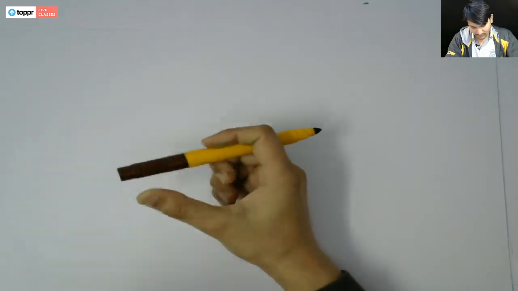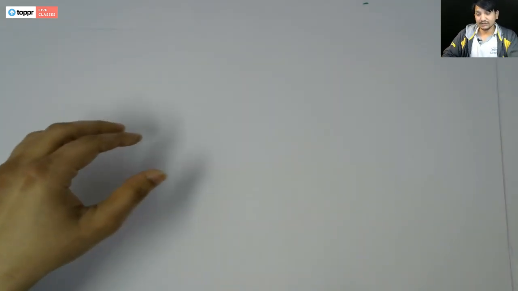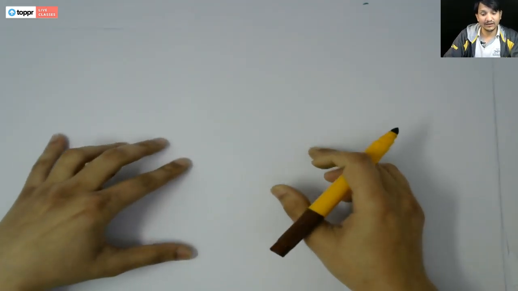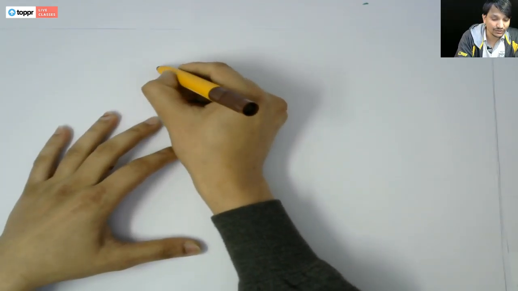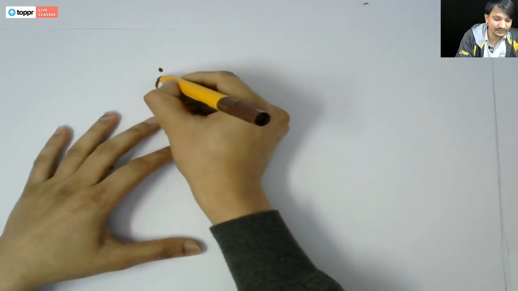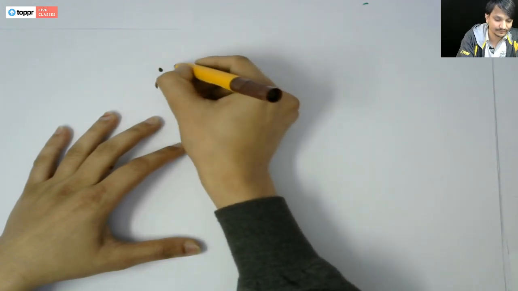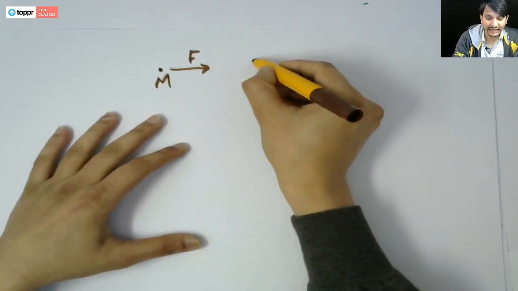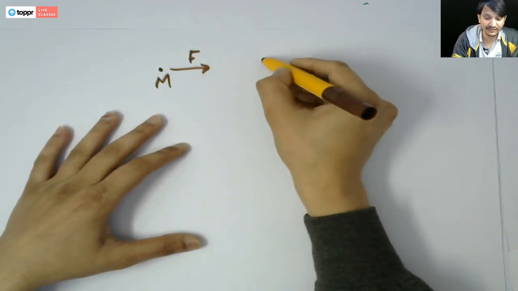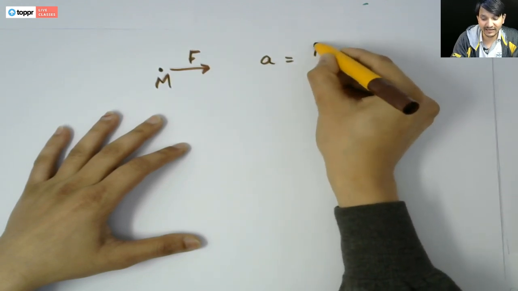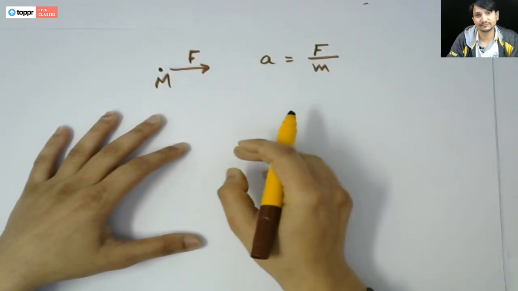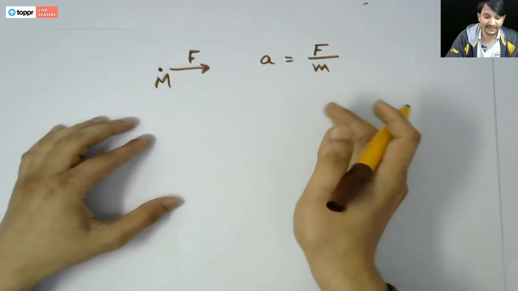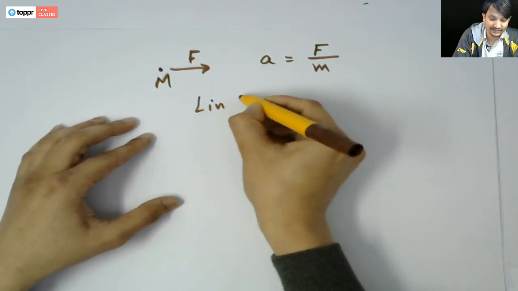Now let's talk about some basic concepts related with the rotational motion. So when we say we apply a force on an object of mass m, we know that it is accelerated, and acceleration is equal to F by m. And this is what we study in linear mechanics.